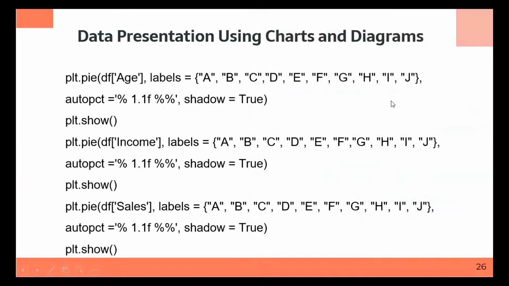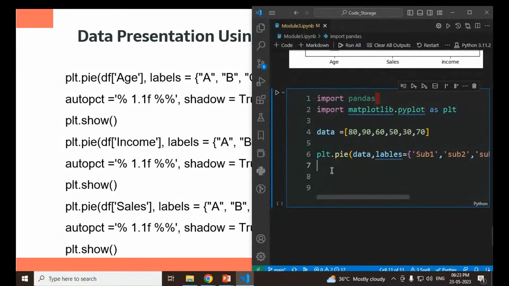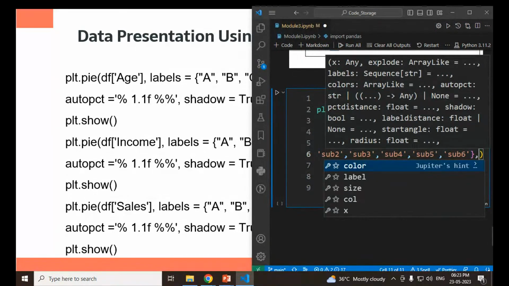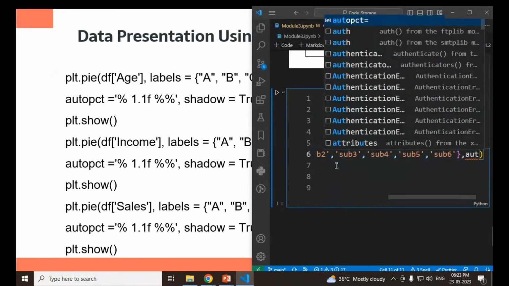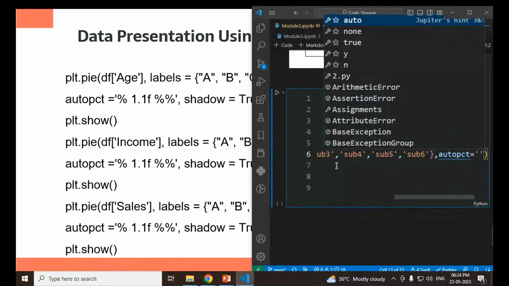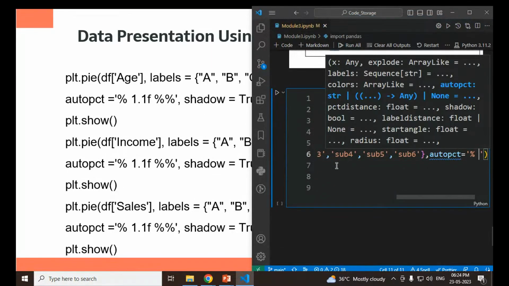We need to also add one of the parameters called autopct. Later we will see how you can also remove it and check the effect. Autopct equal to, in single quotes or double quotes, you can put a percentage. I will be putting 1 here. That is enough.